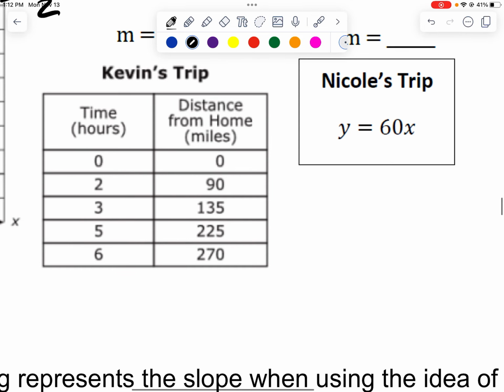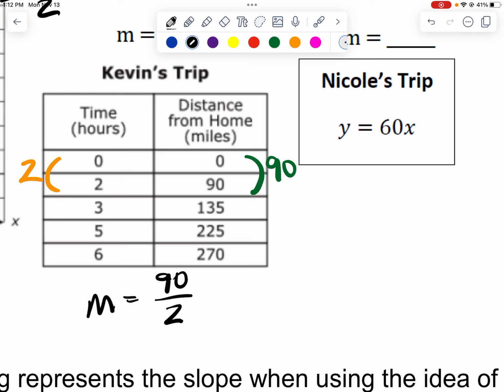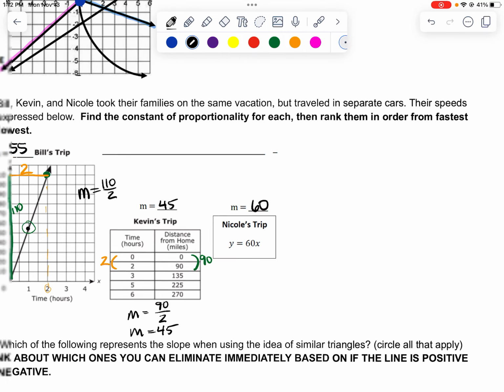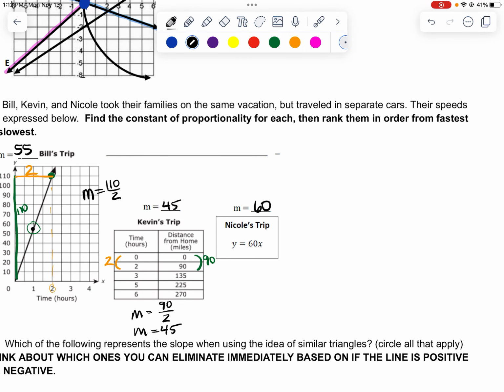Then if I look at Kevin's trip, from here to here, they go 90. From here to here, it's 2 hours. So my slope for this one is 90 over 2. If I simplify that, that gets 45. So they're going 45 miles per hour. And then the slope for Nicole's trip is the number in front of x, which is 60. So it's asking you to rank them from fastest to slowest. So Nicole would be first, and then Bill, and then Kevin.